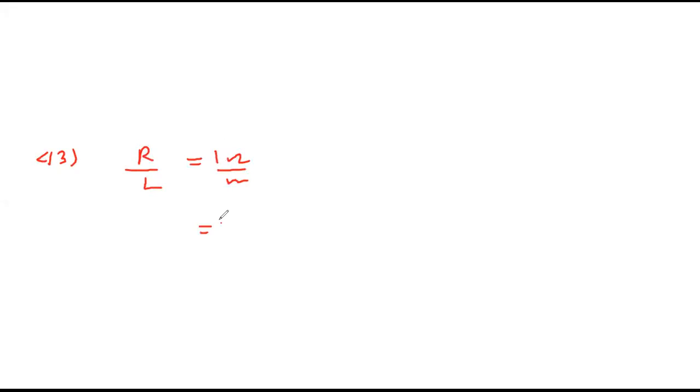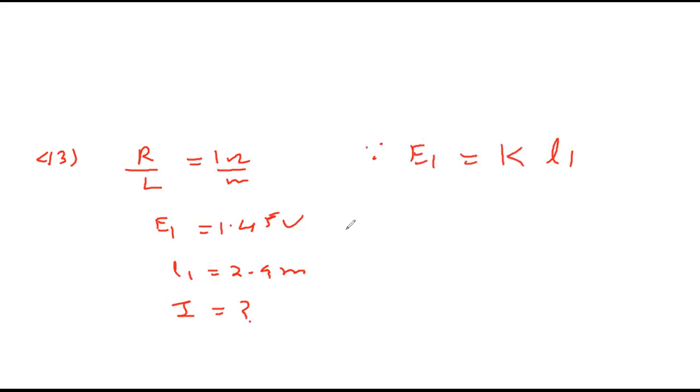Leclanche cell of EMF 1.45 volt is balanced. So what name should we give it? Jennifer, what name should I give, E or E1 or E2? E1, correct. When the word balance comes, it should be E1. It is balanced at a length of 2.9 meter of potentiometer wire. What is the current through the wire? Since E1 is given, you start in reverse. E1 is KL1. Clear?